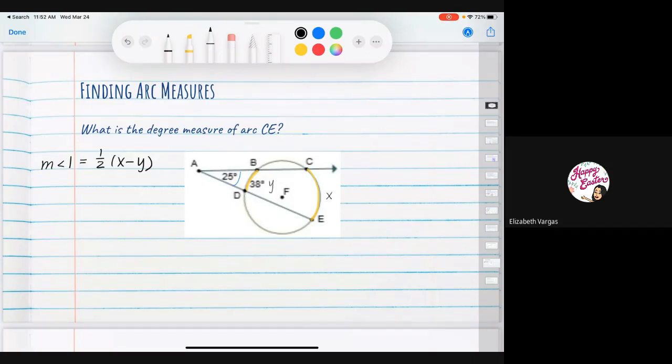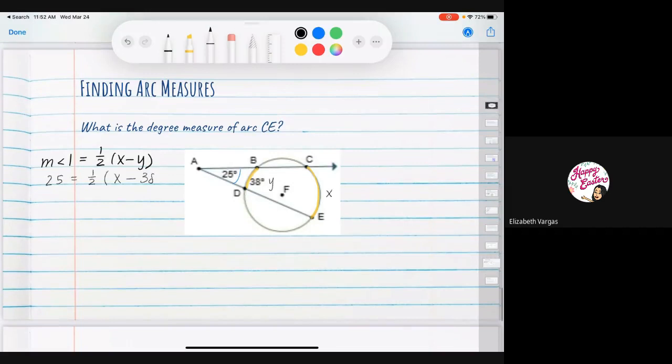So I basically just plug it in. So this is 25 equals 1/2 x, I'm looking for x, minus 38. Same thing, I want to isolate my x to find my x. So times 2, times 2. 50 equals x minus 38, plus 38, plus 38. X is equal to 88. So this would be 88.